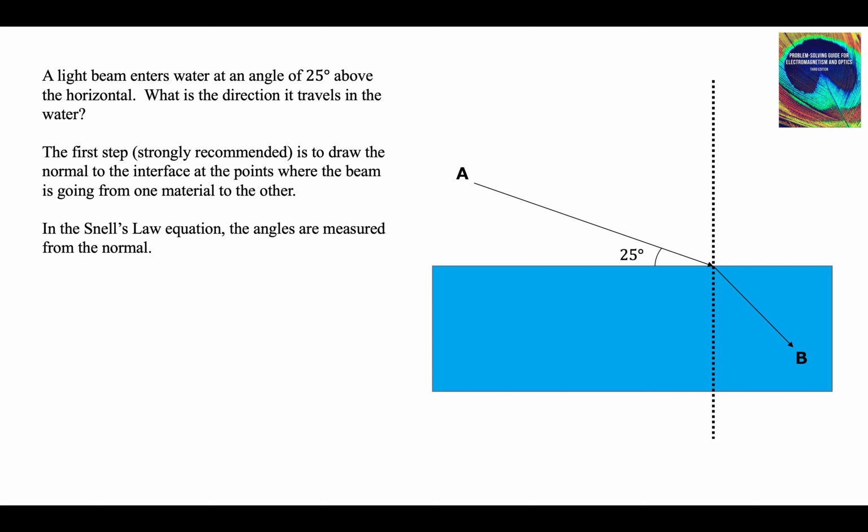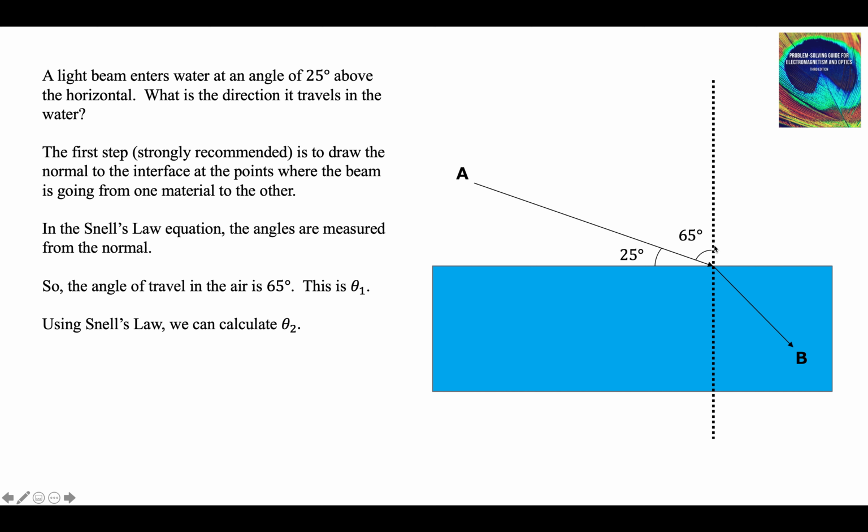The angles are measured from the normal. This 25 degrees is not measured from the normal. It's measured from the surface. The angle of travel is 65 degrees. That's theta 1, measured from the normal. Now we can use Snell's law.